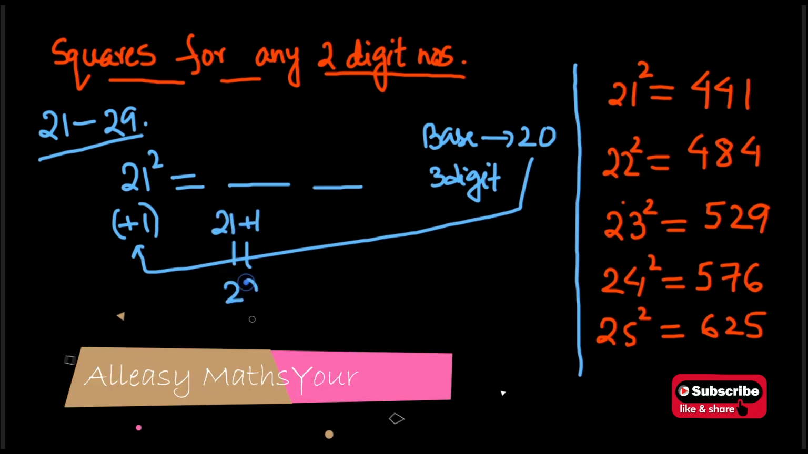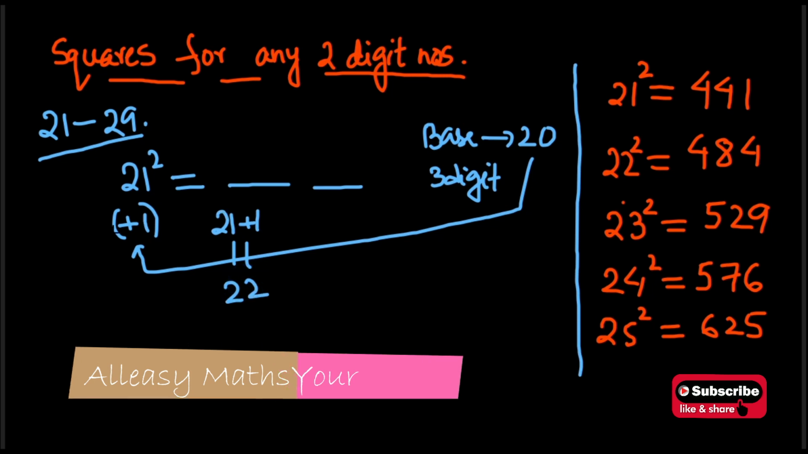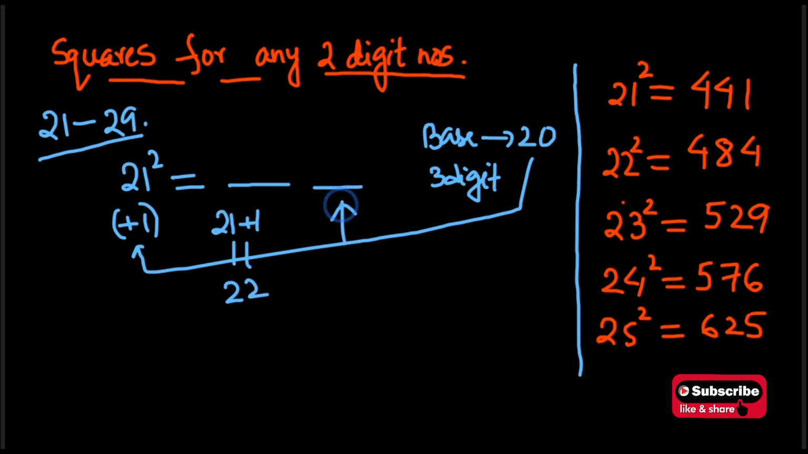Let's see. The first two digits will be the number itself plus the key number 1, so 22. So 22 is going to be the first digits, and for the last digit it will be that 1 square. So the last digit is 1 square, which is 1, and then 22. So the answer is 221.